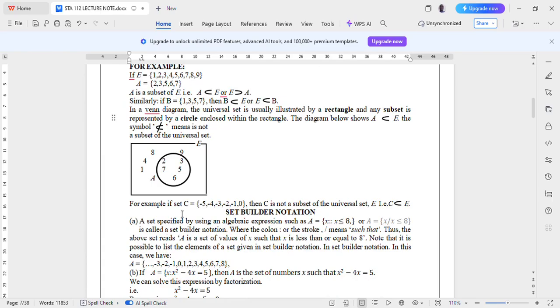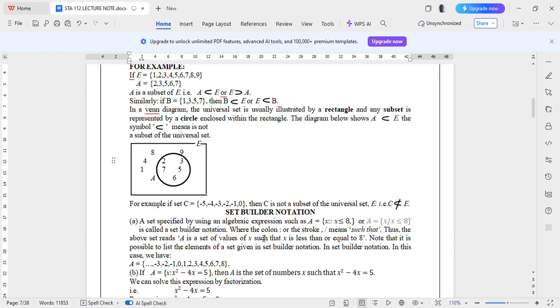For example, if C is minus 5, minus 4, and so on, then C is not a subset of the universal set. C is not a subset of the universal set.